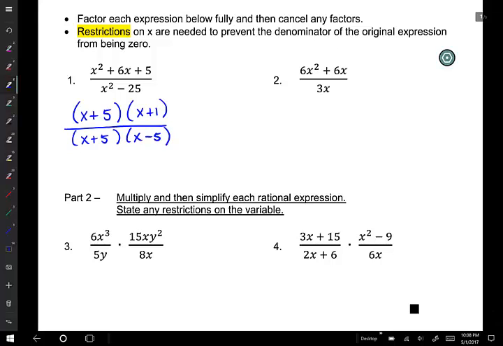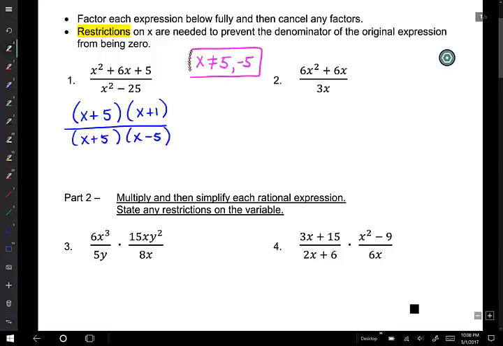Our factors in the denominator are 5 and negative 5 that would make our restrictions. So I'm going to put those over here. X cannot be 5 or negative 5 as our two restrictions for this original problem. In our original problem, we see the x plus 5's cancel, and that leaves us a final answer of x plus 1 over x minus 5. So we're going to factor, cancel, and state restrictions.